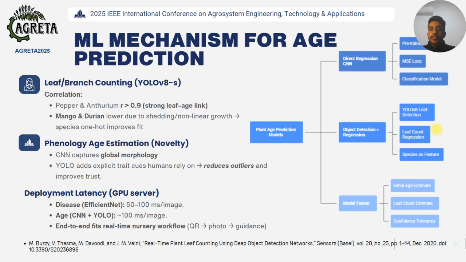The pepper and Anthurium provide high regression, around 0.9, because of the strong link between the age and the leaf count. But mango and Durian, due to their growth rate, have a somewhat weaker relation, but it's sufficient to make the model predict good results. And the phenology age estimation, which is the novelty of the application, captures the global morphology, and the YOLO model explicitly tracks the cues that humans rely on, to reduce the outliers.